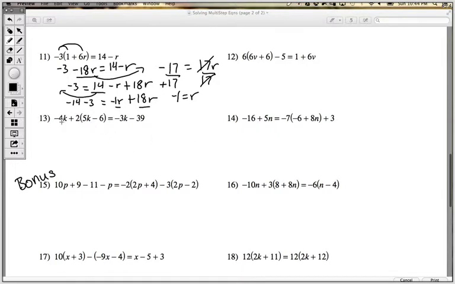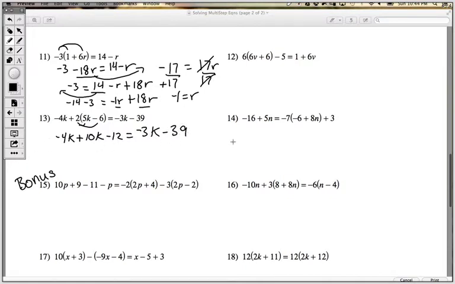Okay, so I see this negative 4k, 2 times 5k minus 6, a whole lot of things going on, but let's go ahead and ungroup this middle piece here so I can start moving around things. So I'll have negative 4 times k plus, and then right here this is going to give me a 10k, and then 2 times negative 6 is negative 12. And we got equals negative 3k minus 39.